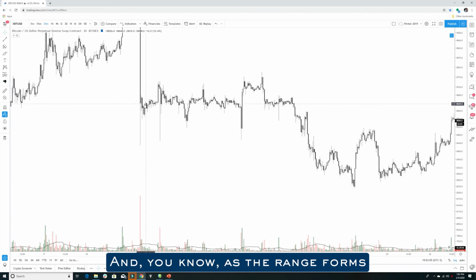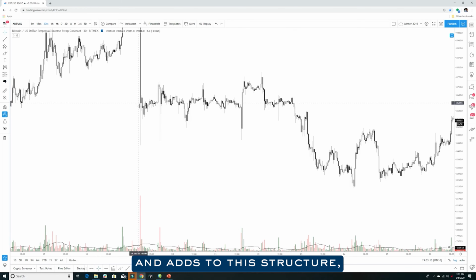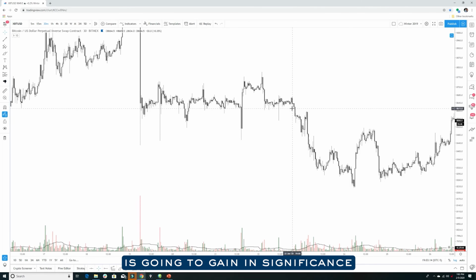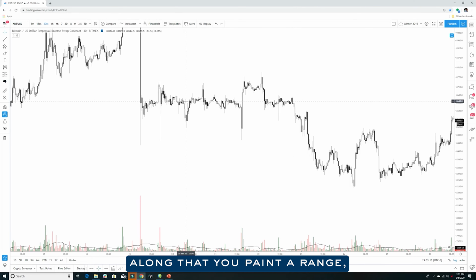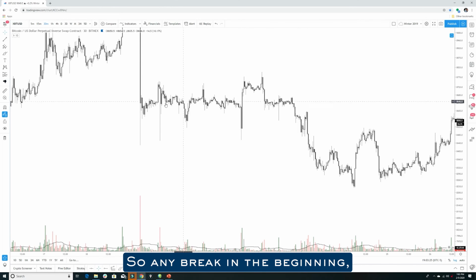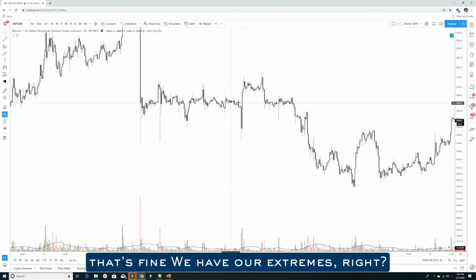Okay, and as the range forms more and more over time and adds to this structure, the next break is going to gain in significance. So the further along that you paint a range, the more likely that any following break is going to be that much more significant. So any break in the beginning, if it doesn't result in continuation, that's fine. We have our extremes, right?